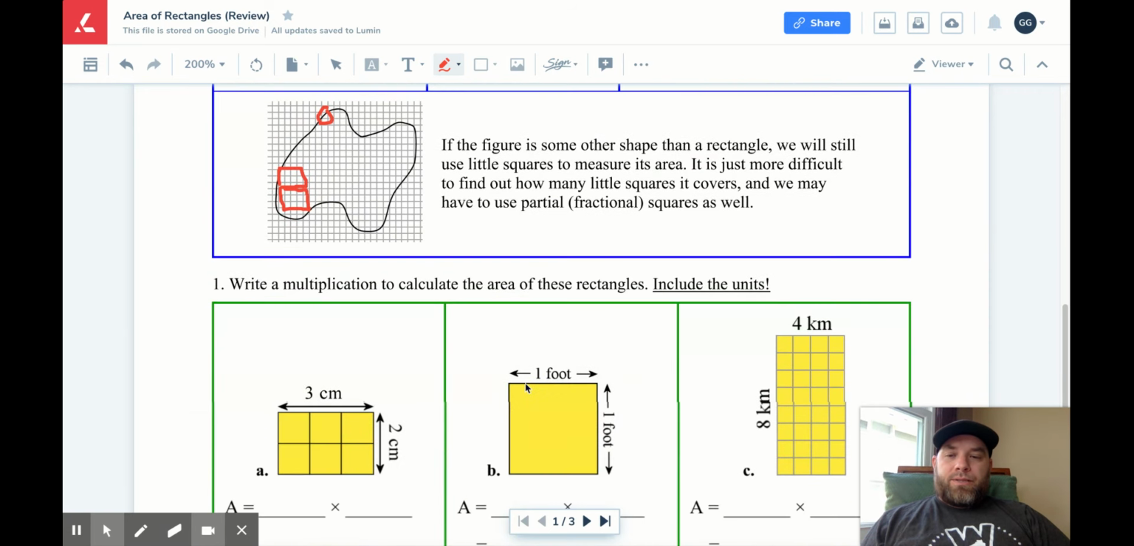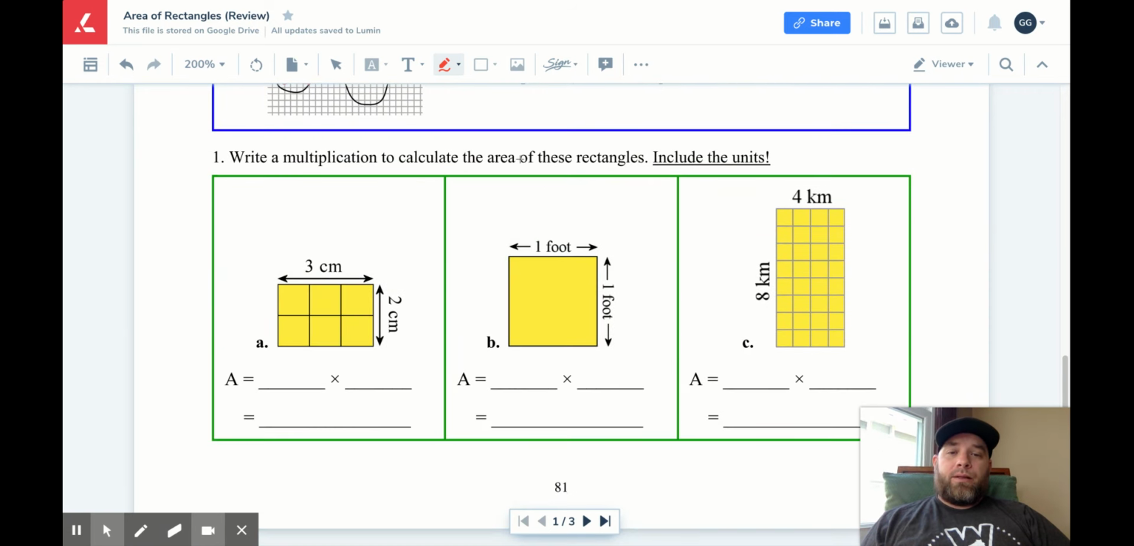So we're just going to practice using multiplication to calculate the area of these rectangles. We want to remember to include our units because we're labeling. We want to make sure that we're clearly communicating what we're measuring here. So again, this is pretty straightforward. We're looking at 3 centimeters across, 2 centimeters up. So I'm writing 3 times 2. And again, these are centimeters.